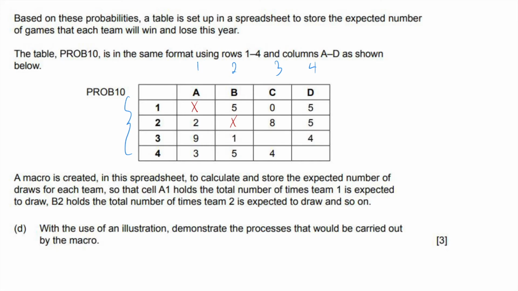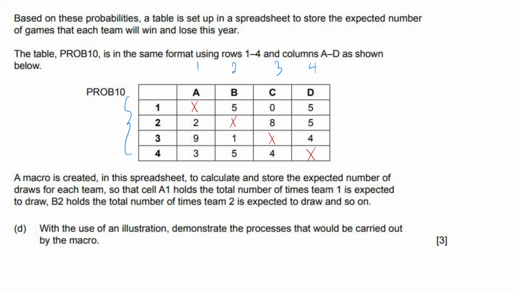B2, so that's the number of times that team 2 is expected to tie. C3, number of times team 3 is expected to tie. And D4, number of times that team 4 is expected to tie. And we need to create a macro to count this value for each one of these particular spaces to fill in each of these A1, B2, C3, and D4.